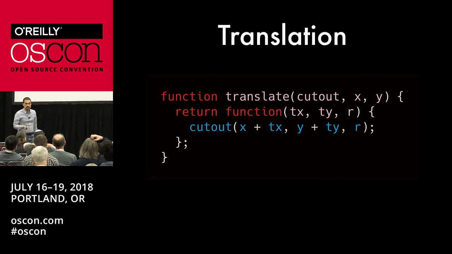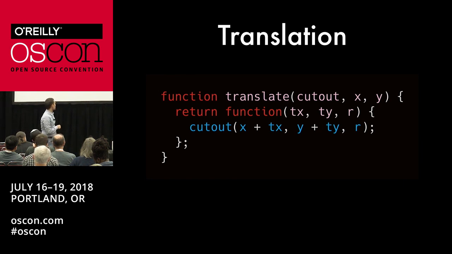Okay, now here's where it gets interesting. Notice we were able to do the easy stuff first, the color and the rectangle. Because we already figured out what properties they had, we can start with the easy stuff first and move to the complicated stuff. So this is translate. Translate's going to take a cutout and an x and a y. It's going to return a new cutout, the same signature. What it's going to do is call cutout, adding the new x to the tx, and the y to the ty, and not changing r.